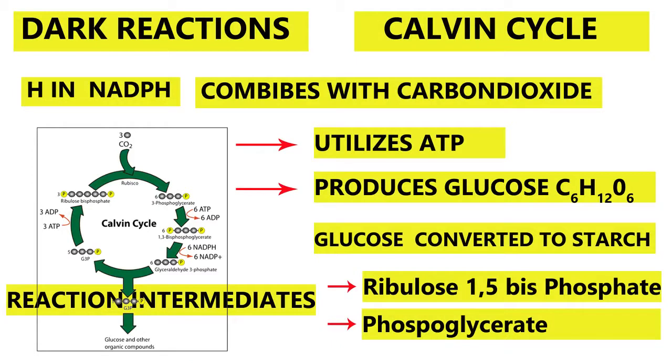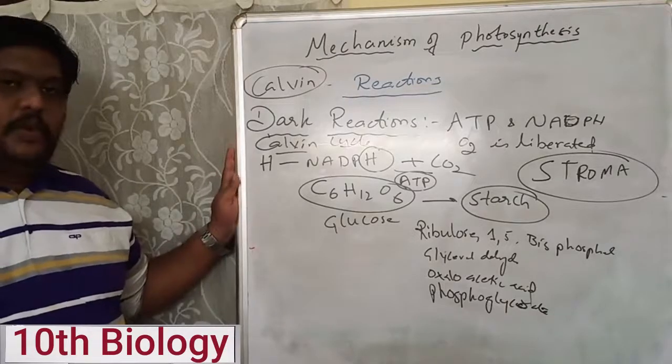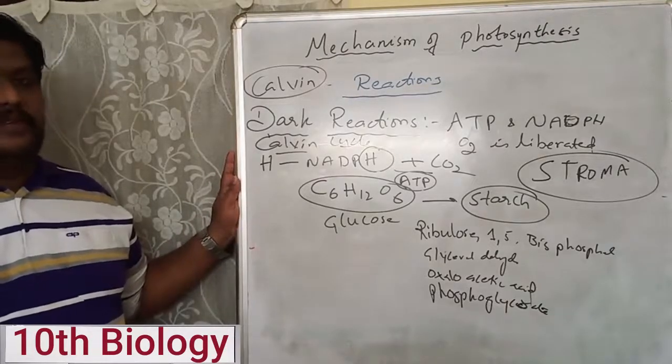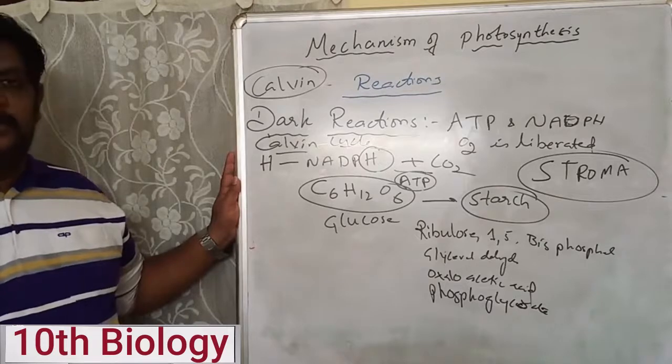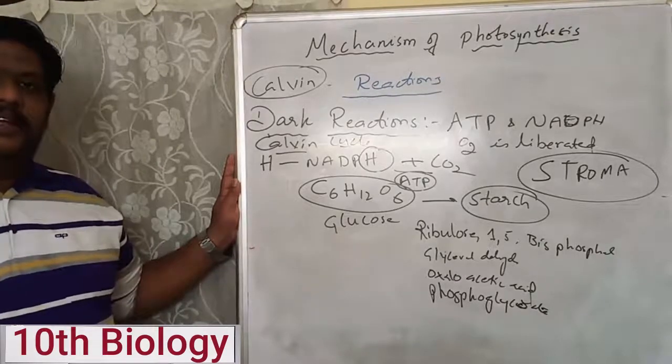Okay, and all these dark reactions, where are they taking place? They are taking place in the stroma. So this is how the dark reactions and the light reactions take place in the mechanism of photosynthesis. Hope you all understood this one, and tomorrow we'll go into heterotrophic nutrition. Okay, children. So see you all tomorrow. Until then, take care.